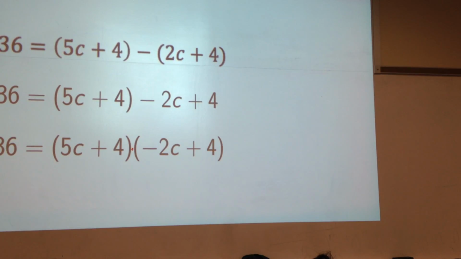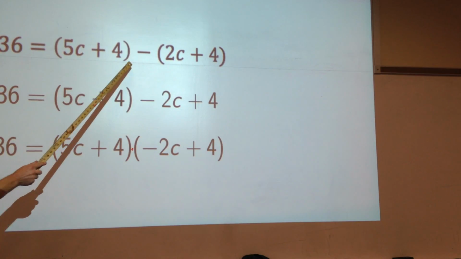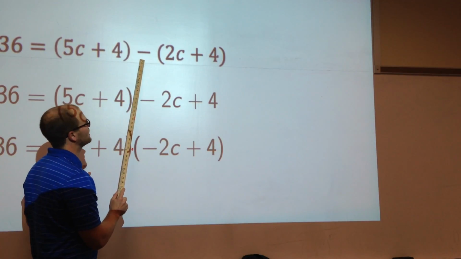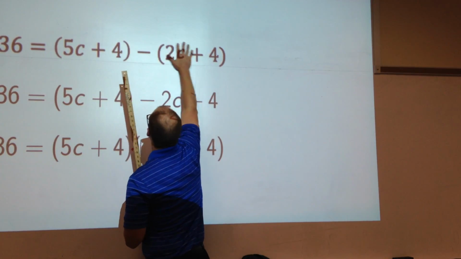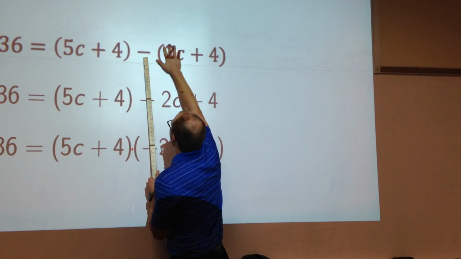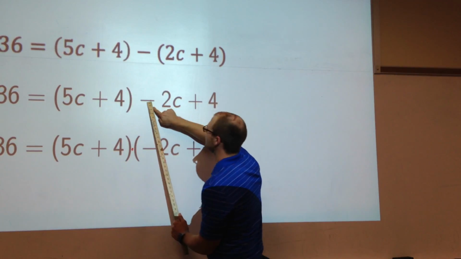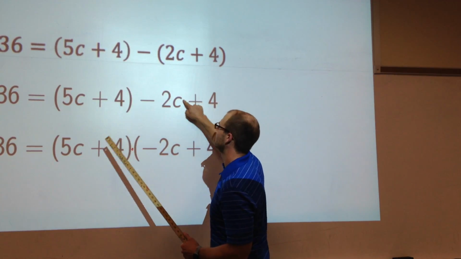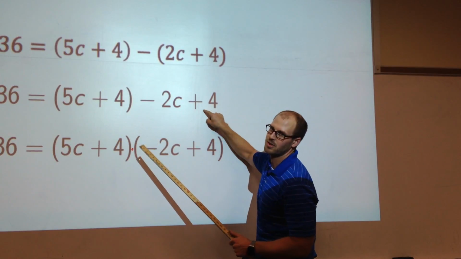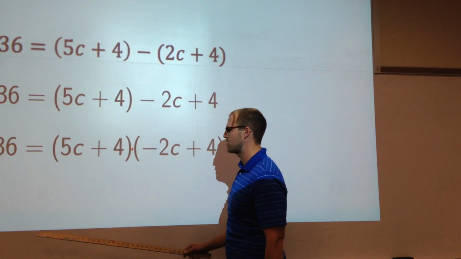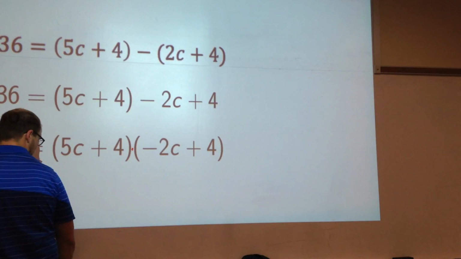Okay. What's going on with this negative sign? This subtraction sign is subtracting the entire binomial. This thing is subtracting the entire thing because of the parentheses. This subtraction sign is only subtracting the 2c. It doesn't affect the +4. Those are two very, very big things you've got to make sure you have down because people will make big-time mistakes on that.